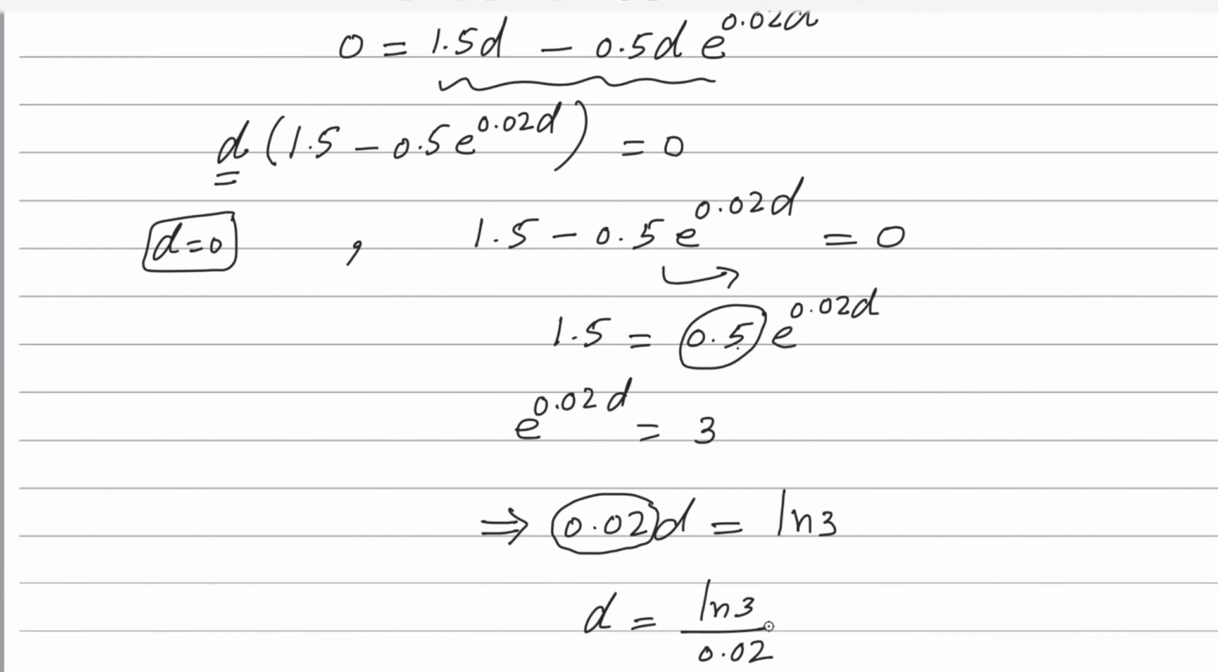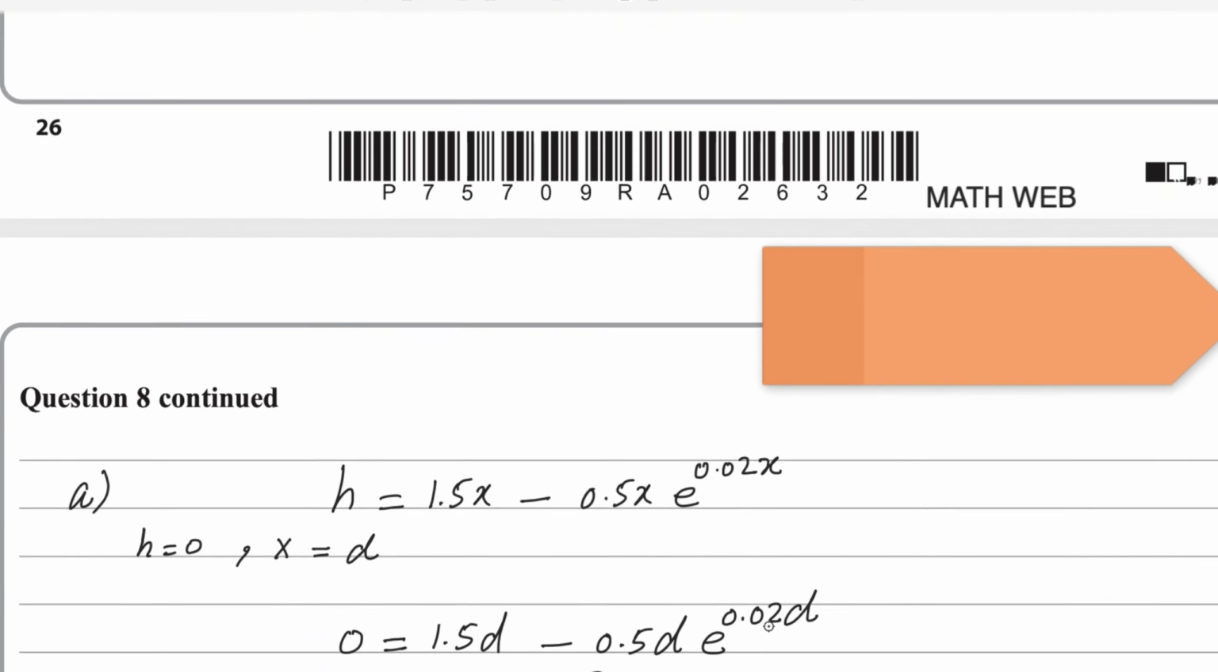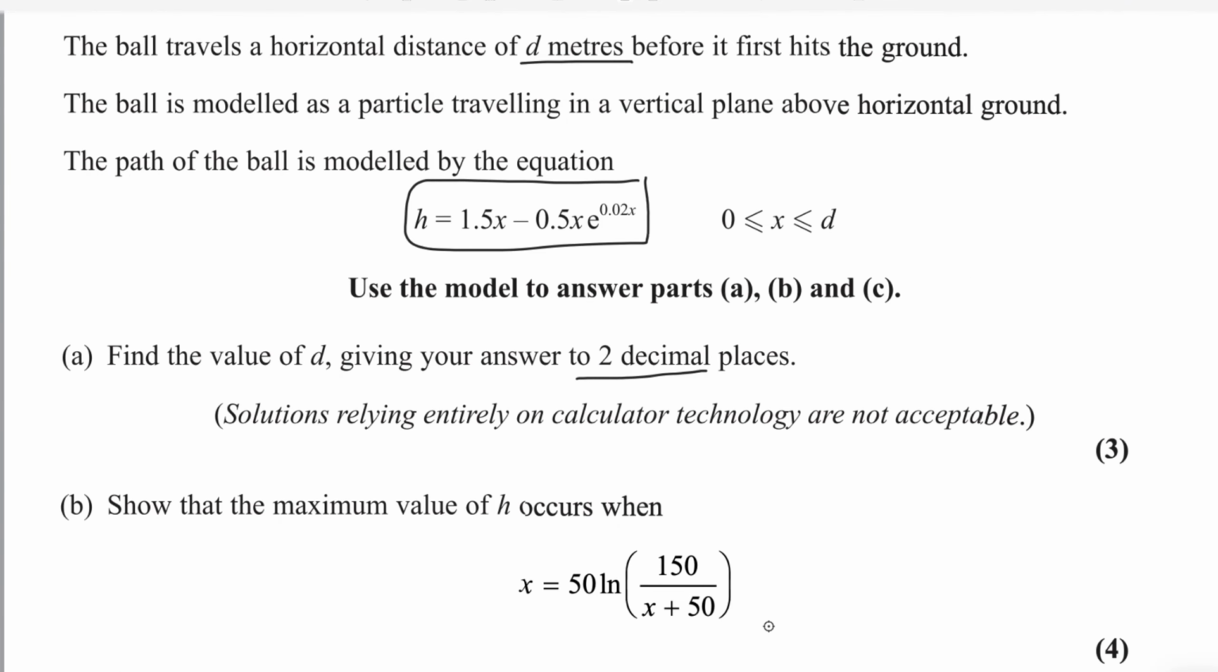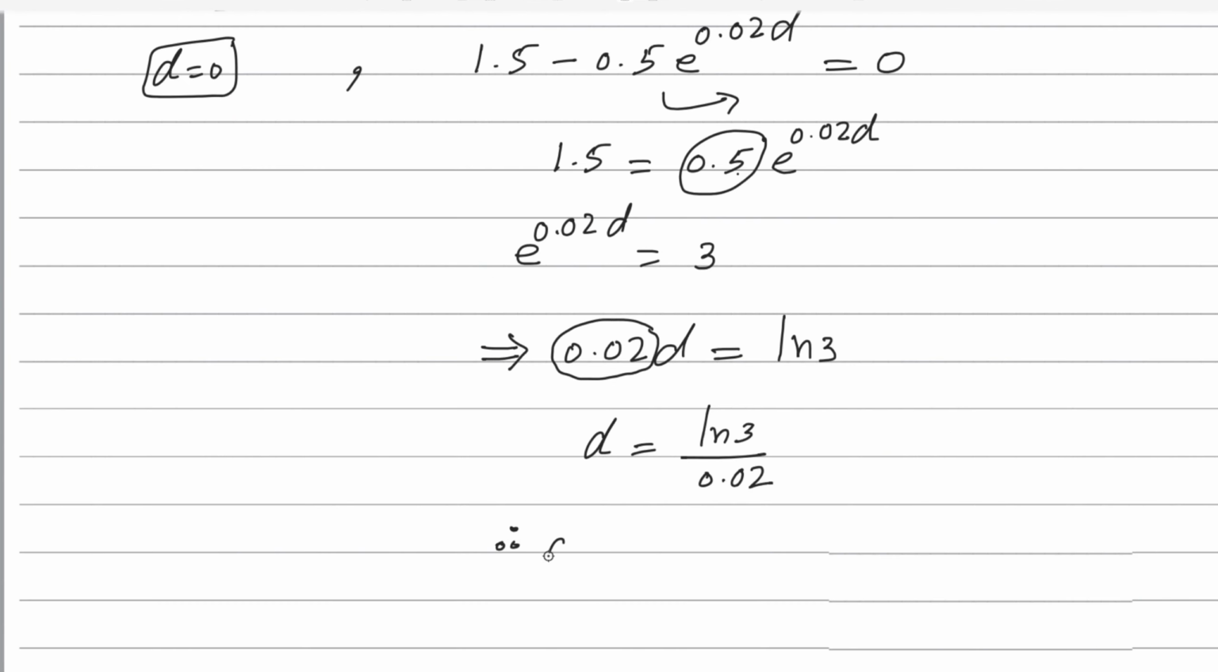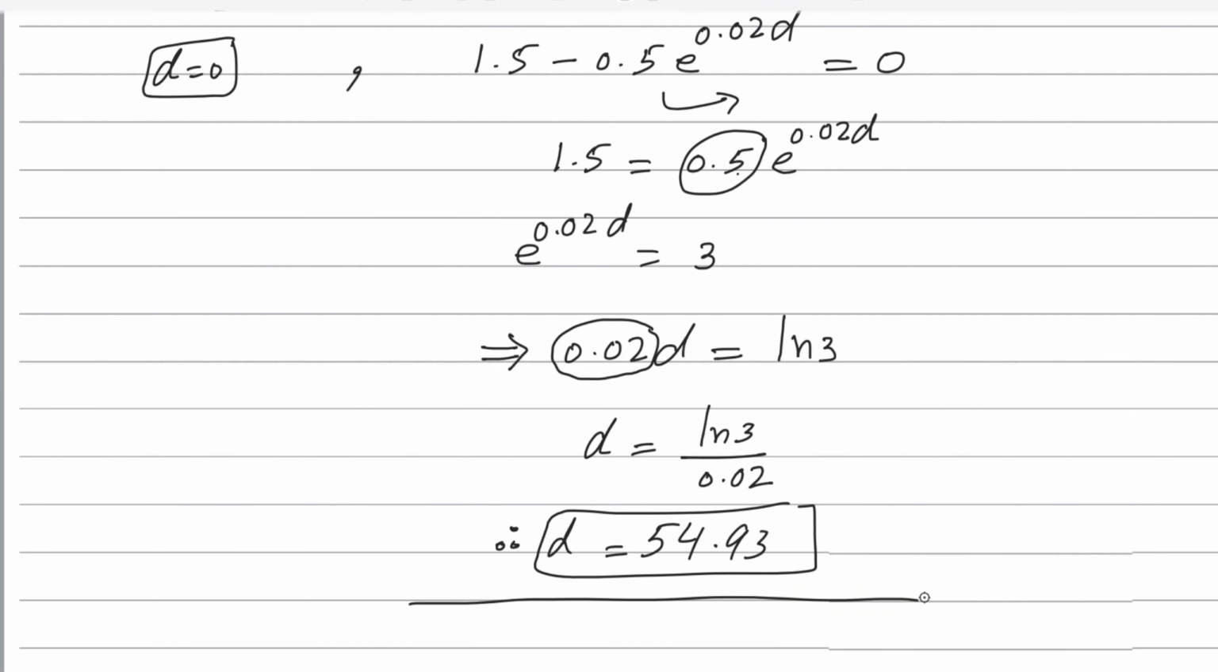Now you need to use a calculator to get the answer for d. You need to write your answer to two decimal places. Therefore the answer for d will be 54.93. So this is the answer to two decimal places. The first part is done. Hopefully you understand this one.